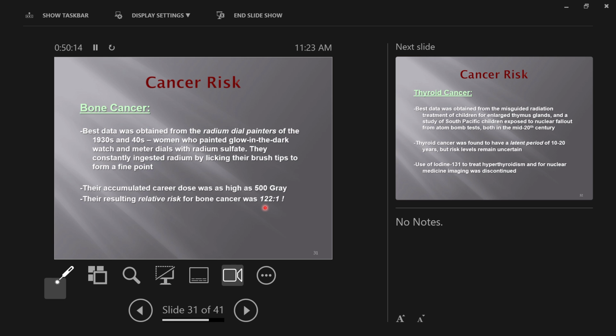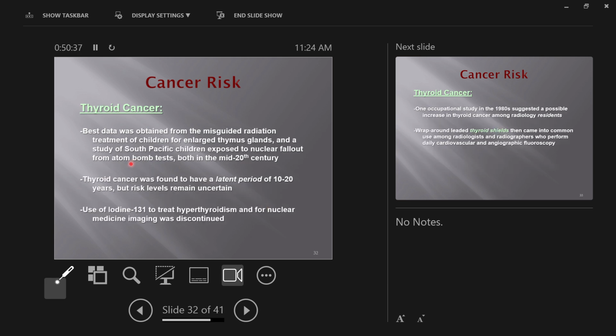Yeah, so they would lick the brush tip. The radioactive material would dissolve on the mucous membrane of their tongue, because the mouth is a mucous membrane, and go right into the bloodstream, circulate around the body, and these radioactive materials would just park themselves in different places in the body and cause harm, cause cancers. In this case, bone cancer.